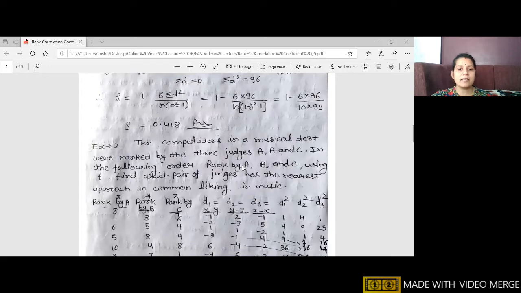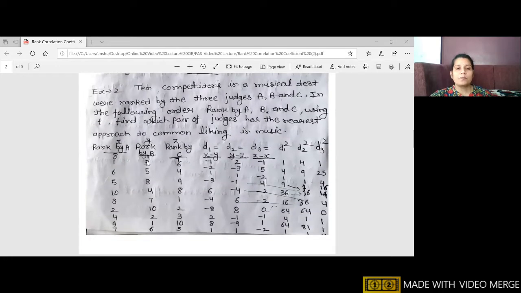That means what? Rank by A, rank by B and rank by C using rho, that means rank correlation, and find which pair of judges has the nearest approach to common liking in music. Which pair of judges? The judges are A, B and C. So which pair? For example, A and B, or B and C, or C and A.